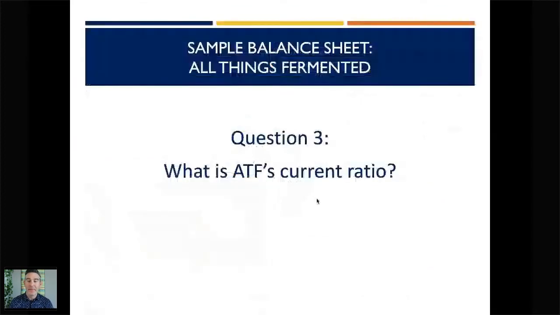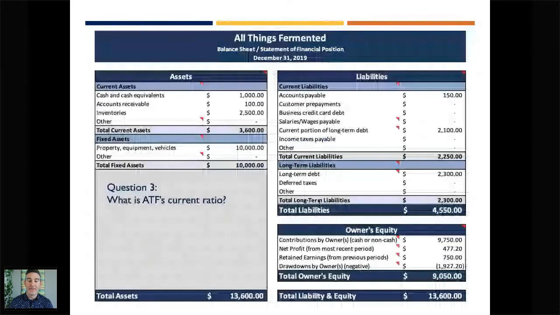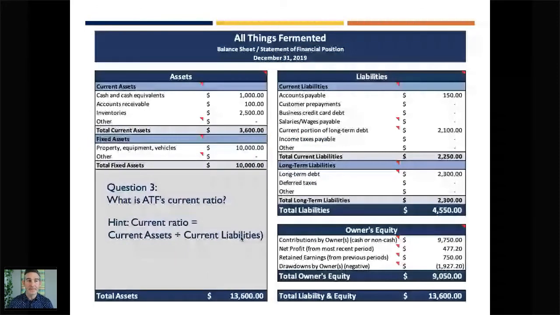Okay, so I mentioned this in passing, the current ratio. So I'll just, since it's not fair, I didn't actually give you the formula. I'm going to give you the formula here. So the current ratio is the current assets divided by the current liabilities.